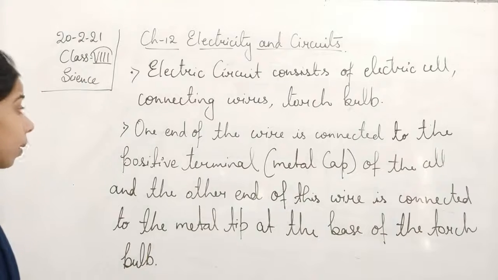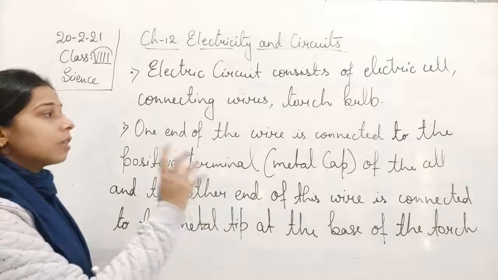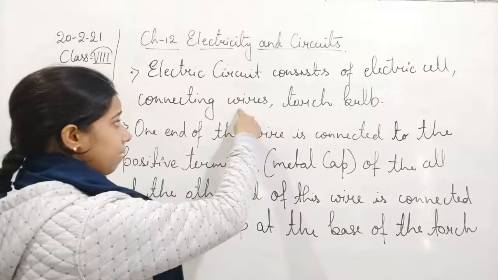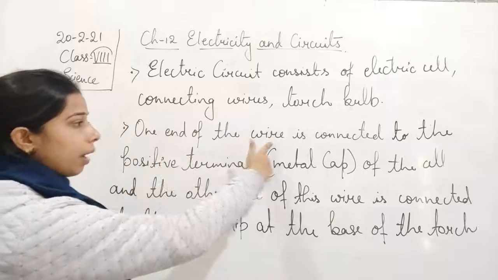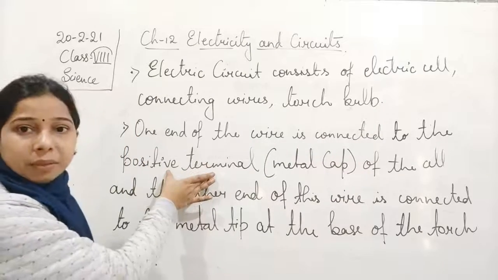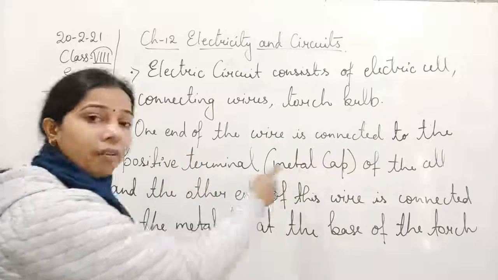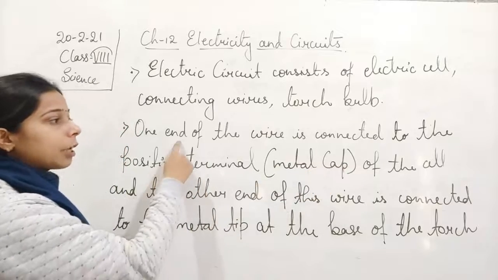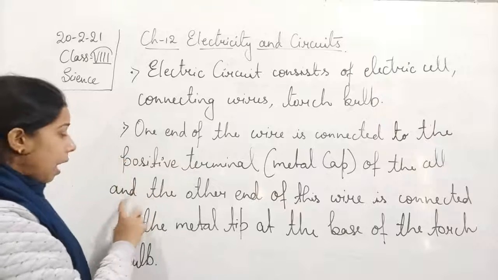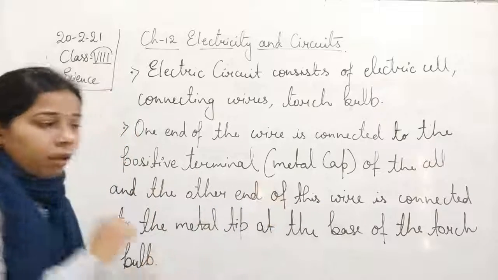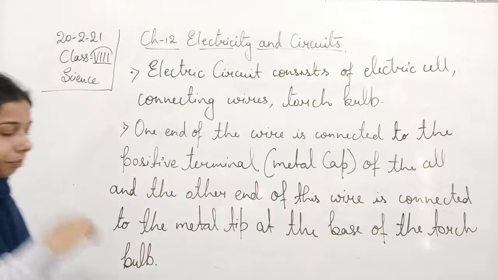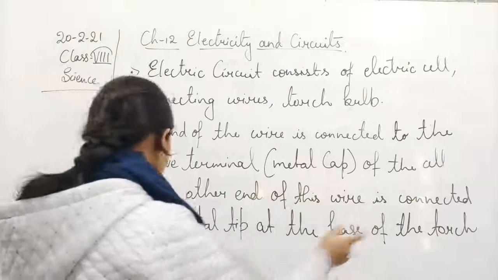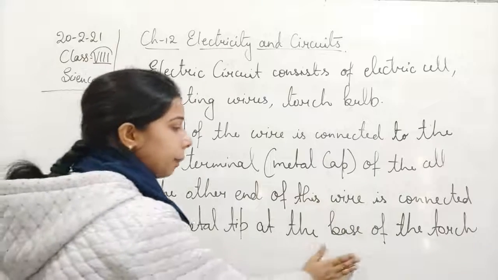You see, students, what happened here: we are connecting the device to the electric cell. One end of the connecting wire that we have taken is connected to the positive terminal, the metal cap of the cell. So the positive terminal is connected to one end of the torch bulb, and the other end of the wire is connected to the metal tip at the base of the torch bulb.